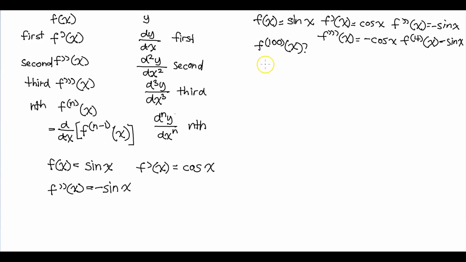So 100 is divisible by 4. So the 100th derivative equals sine of x. In reality, you'll never use the 100th derivative. In fact, most applications typically use the first and second derivatives. Maybe third, but usually first and second. Okay, but this is a good thought experiment to see exactly how this works.